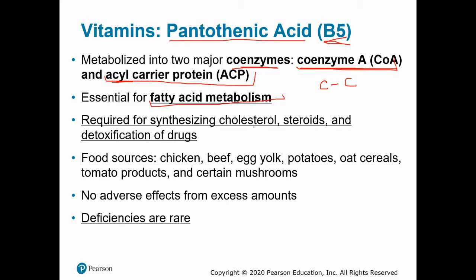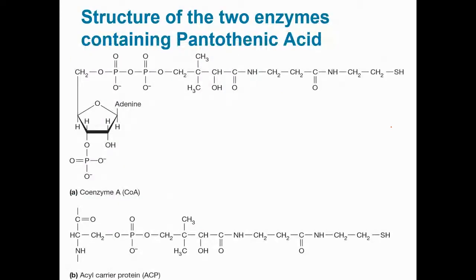Other things that pantothenic acid supports are making cholesterol, making steroids, and detoxifying many of our drugs. Food sources, again: chicken, beef, egg, some mushrooms can be a good source of B5, potatoes, some grains, tomatoes. Right now, we don't know of severe issues with too much pantothenic acid intake. And again, deficiencies with this one are relatively rare because it is pretty abundant across a good variety of foods.